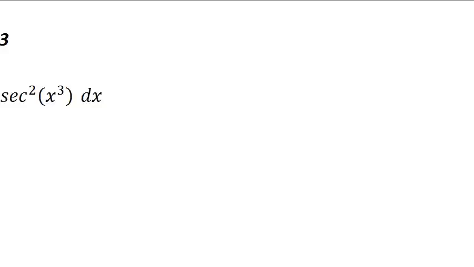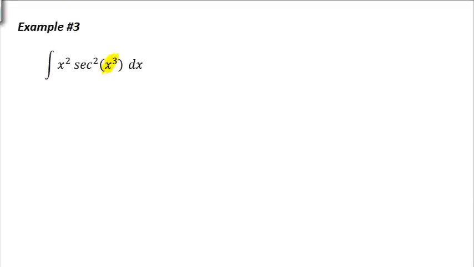All right. Looking at our antiderivative, again, we're looking through it for where the composition is. I see secant squared of x cubed. So I'm going to try my u sub to be x cubed. So du is going to be 3x squared dx. And here's where it's a little different. We don't have a 3x squared dx. We've only got a 1x squared dx.